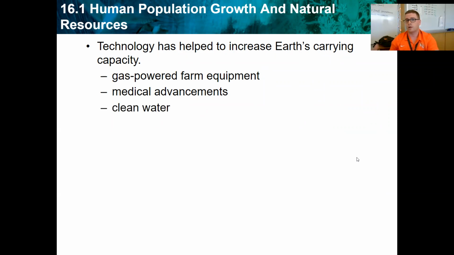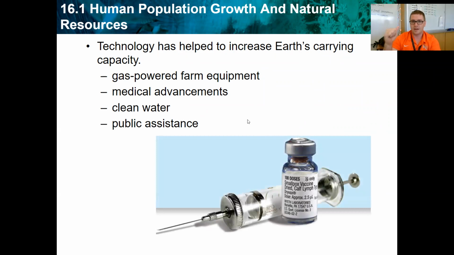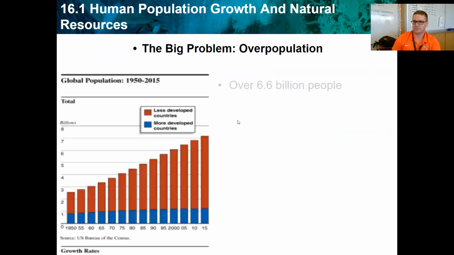Clean water. Clean water means less chance of spreading diseases or picking up diseases in our ecosystems. And if we're in a spot in the world where governments are able to do it, there's an increased amount of public assistance available for those countries. So yay medicine, I approve.